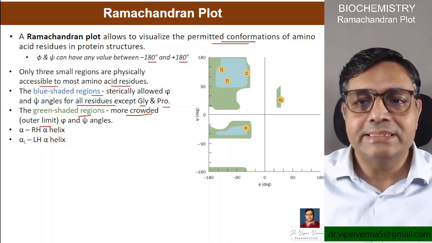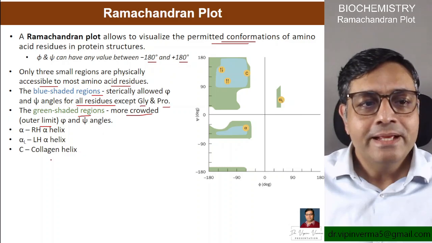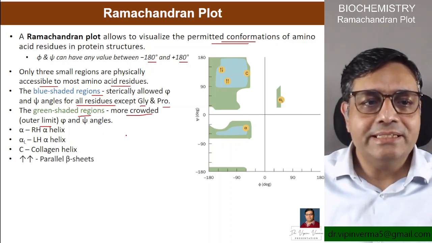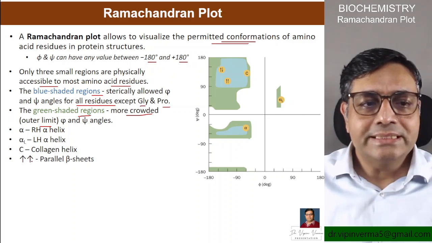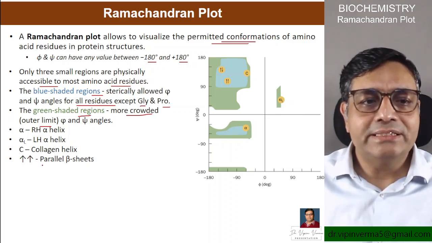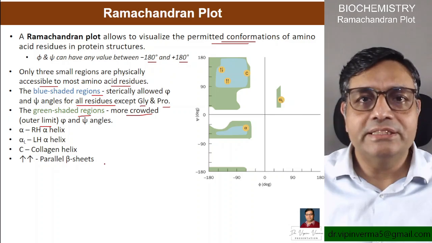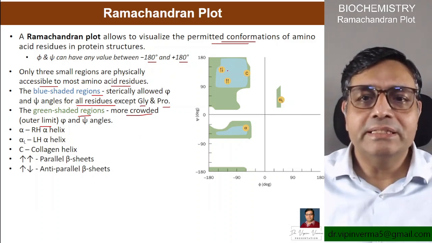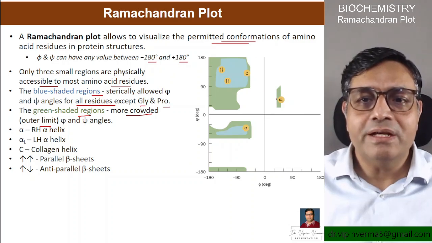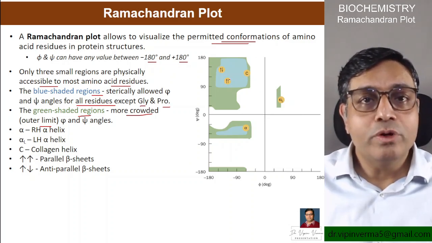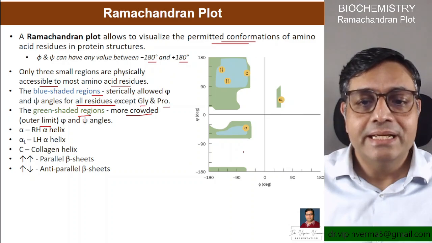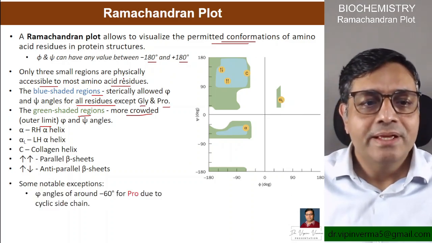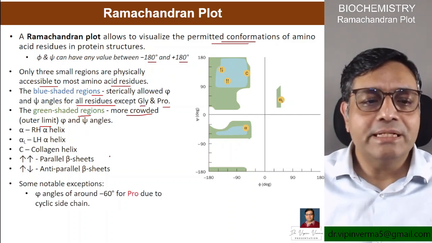So this represents the left hand helix. Then here we have a small c, which is a collagen helix. Then the same arrows, same directions, they are the parallel beta sheets, and these are the anti-parallel beta sheets. So these are some of the secondary structure motifs which are represented here on the Ramachandran plot. Okay. Now there are some notable exceptions.